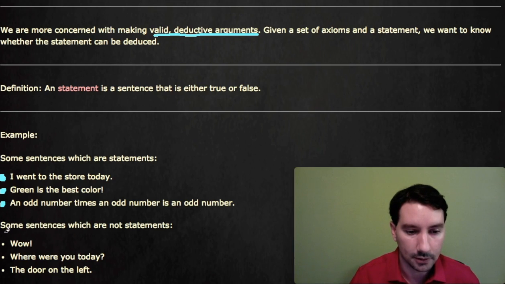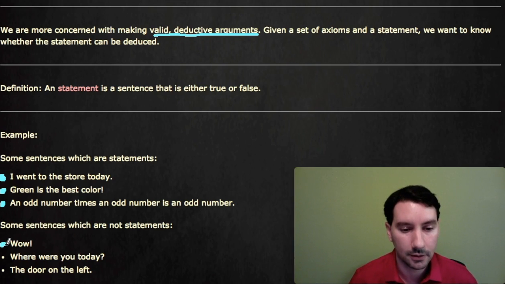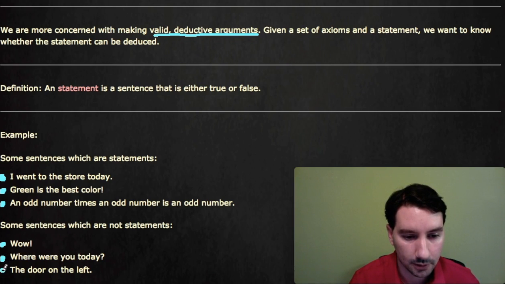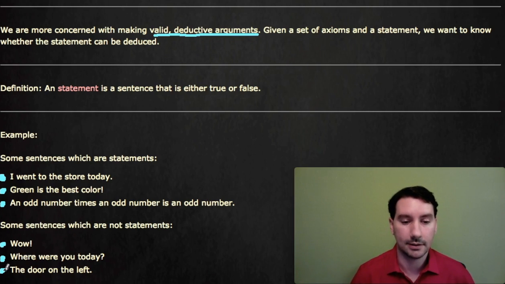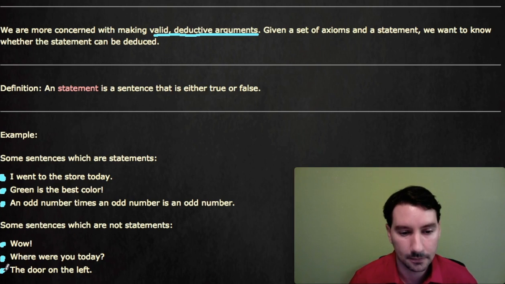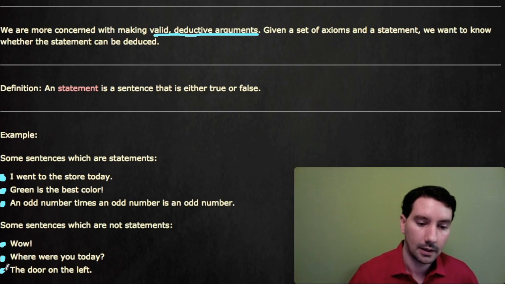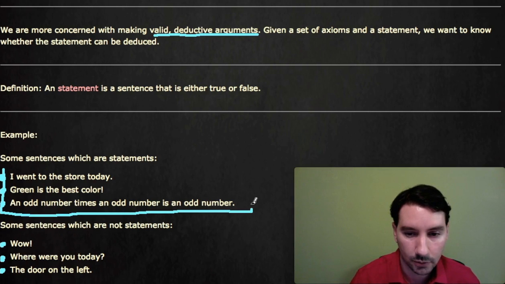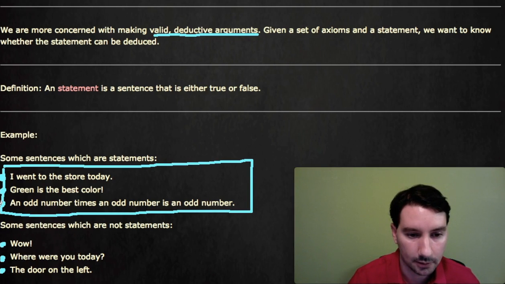Not every sentence is a statement, though. For example, "Wow." Well, that's not a statement. It's not true or false. It's just an exclamation. Obviously, a question is not a statement. "Where were you today?" It's not true or false. And sometimes instructions, such as "the door on the left," isn't a statement. The door on the left is, well, in fact, just a part of a sentence. So what we are concerned with are statements. Things we can say, yes, this is either true or false. And of course, the third statement is most likely the kind of thing we would look at in mathematics.